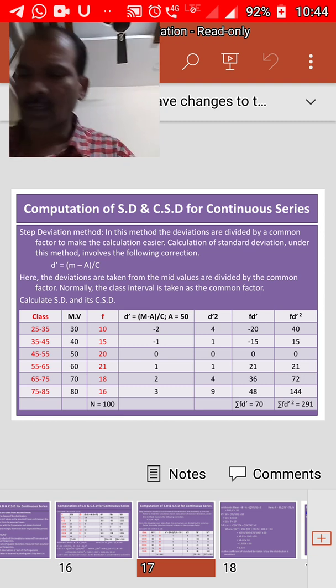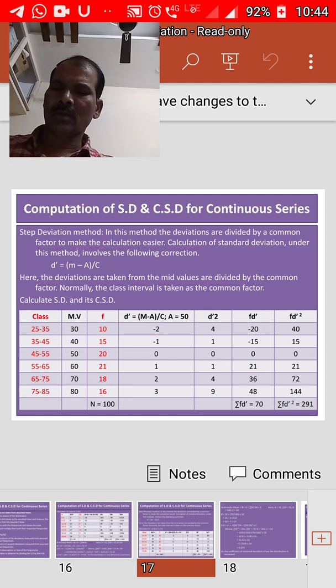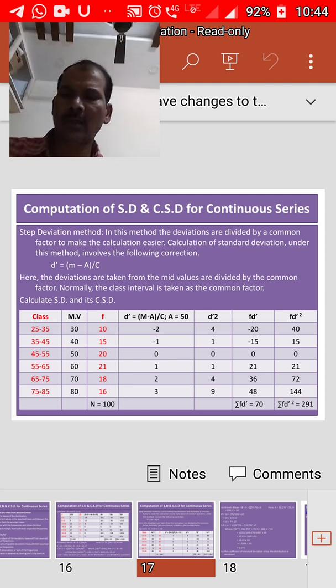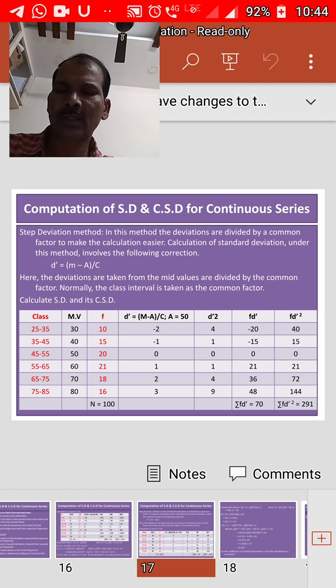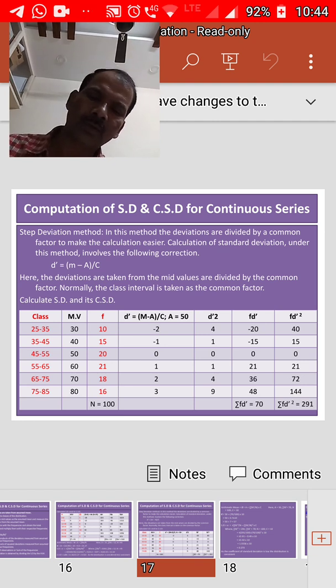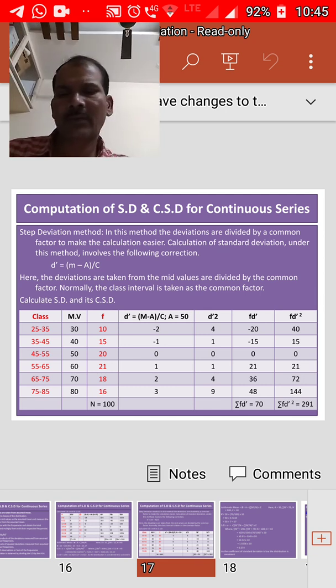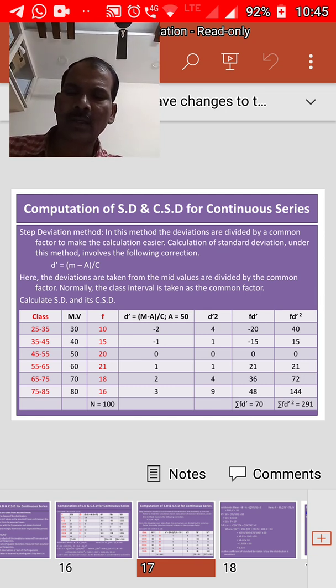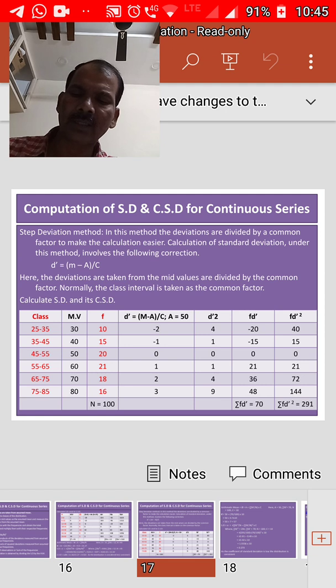Okay, here the mid values we have taken: 25 plus 35, that is 60 by 2, is equal to 30. 35 plus 45 is 80 by 2, is equal to 40. 45 plus 55 is 100, 100 by 2 is equal to 50. 55 plus 65 is equal to 120 by 2, is equal to 60. 65 plus 75 is equal to 140 by 2, is equal to 70. 75 plus 85 is equal to 160 by 2, is equal to 80. These are the mid values.